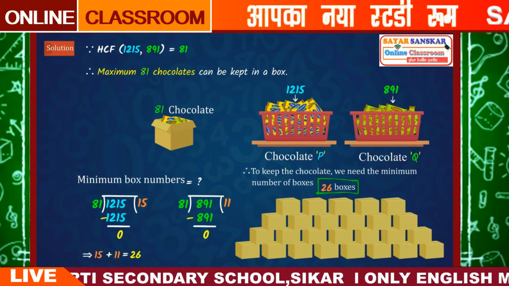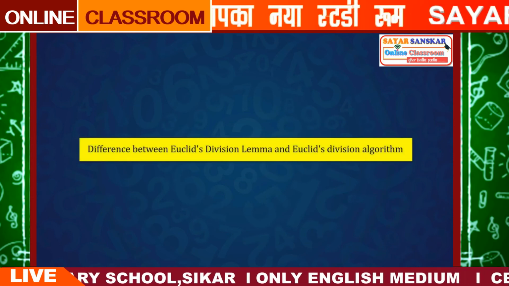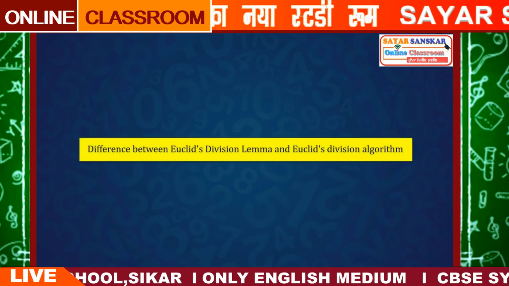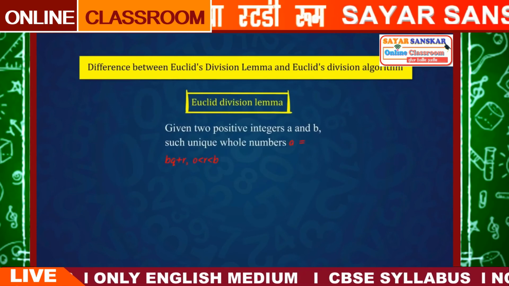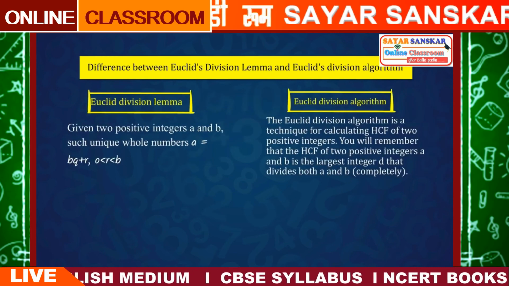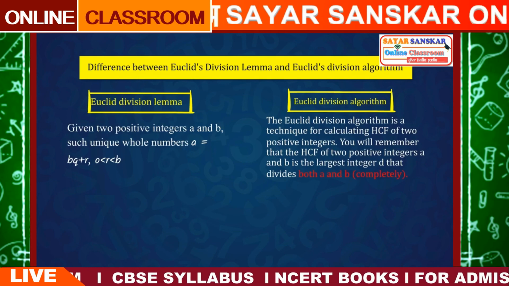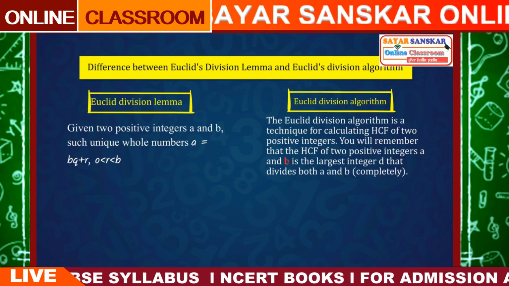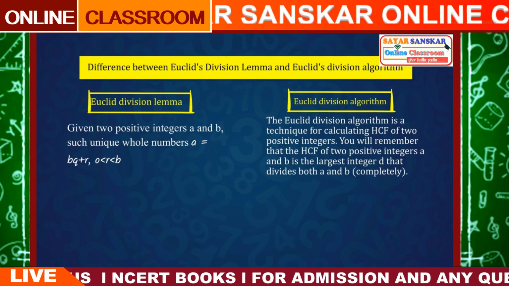Now let's understand the difference between Euclid's division lemma and Euclid's division algorithm. Euclid's division lemma is a proven statement which is used to prove another statement, while the algorithm is a series of well-defined steps which is used to find the HCF of two positive integers a and b, where we can use the statement a equals b multiplied by q plus r of Euclid's division lemma.